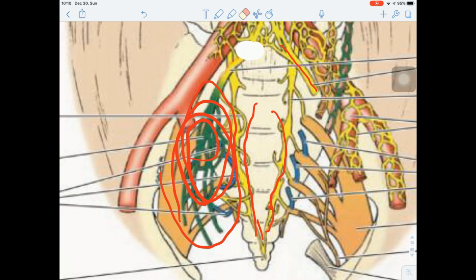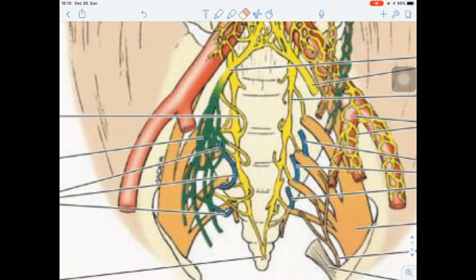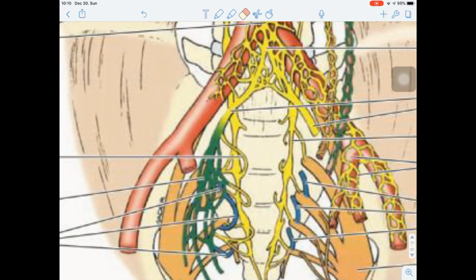So we're going from L1, 2, and 3, right? Yeah, so the origination of these guys would be L1 to L3. Why? Because L3 is the inferior limit of the sympathetic nerves, like their cell bodies.